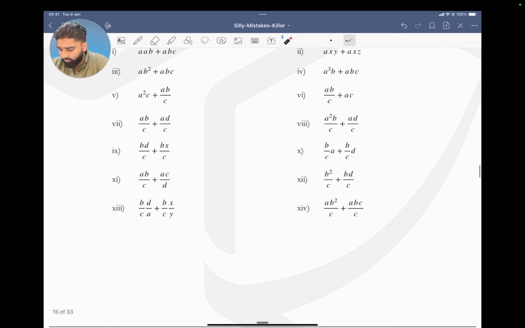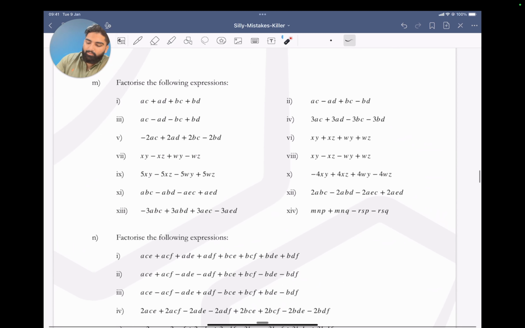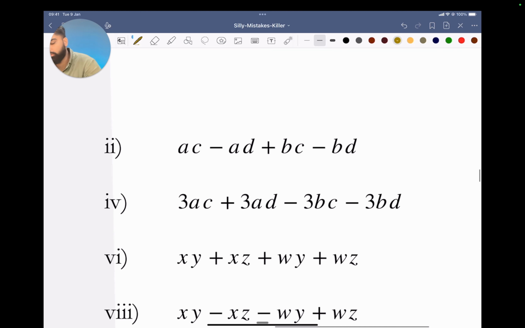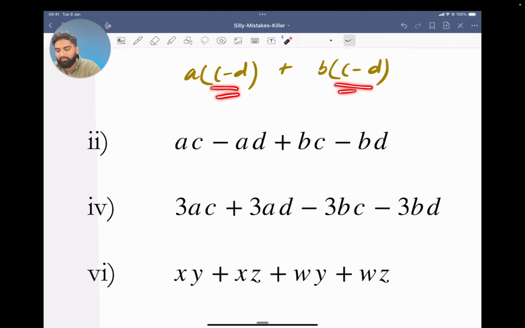We've got some fraction work, nothing crazy. Questions like this where you have 4 expressions, what you want to do is something we call group factorization. So what that means is you factorize these 2 terms and these 2 terms. So the first 2. So what's common in the first 2? What's common in the first 2 is a, and you're left with c minus d. Then what's common in the next 2? A b, and you're left with c minus d. And more than likely, these 2 brackets are going to be the same.